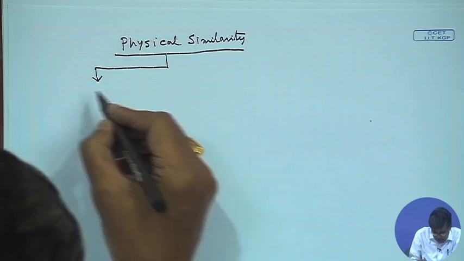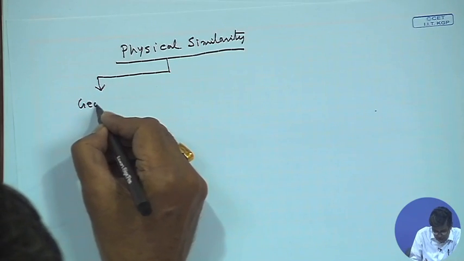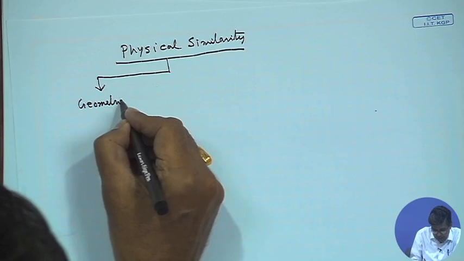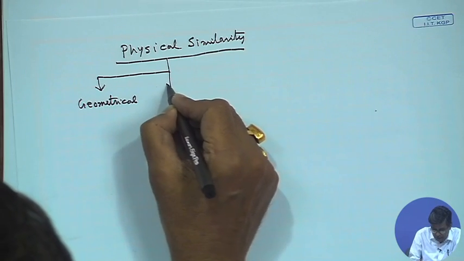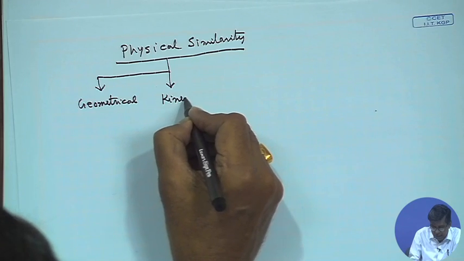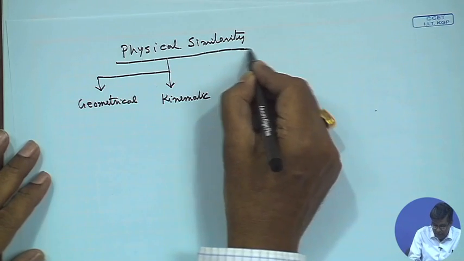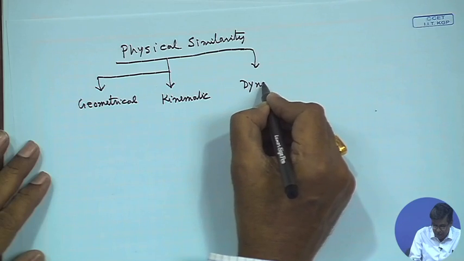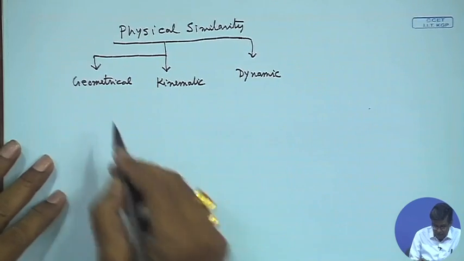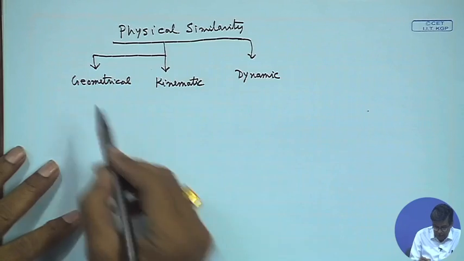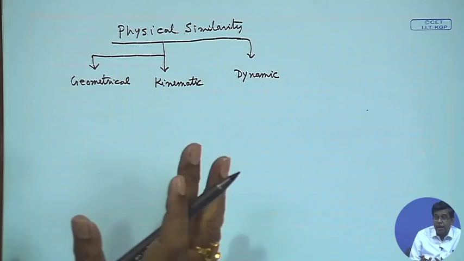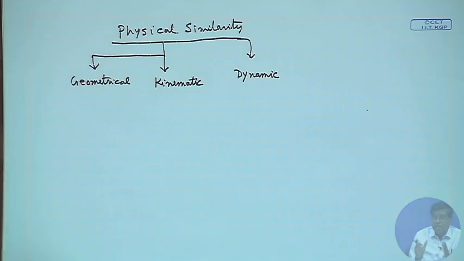In that case, for physical similarity to be obtained, three types of similarity have to be ensured: geometrical similarity, kinematic similarity, and dynamic similarity. Now, geometrical similarity is the similarity of dimensions, which tells that the system dimensions in the actual case and in the laboratory case should be such that the ratio of the corresponding dimensions is the same, maintaining the same shape. This we know since our childhood.